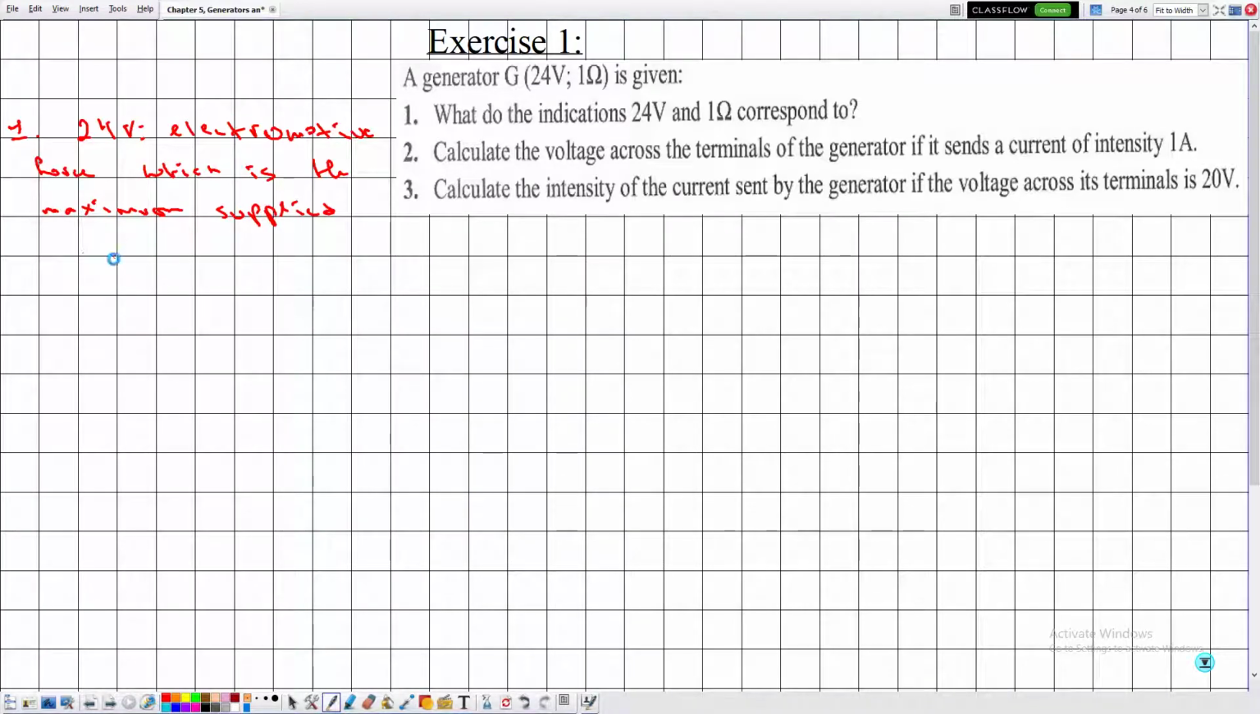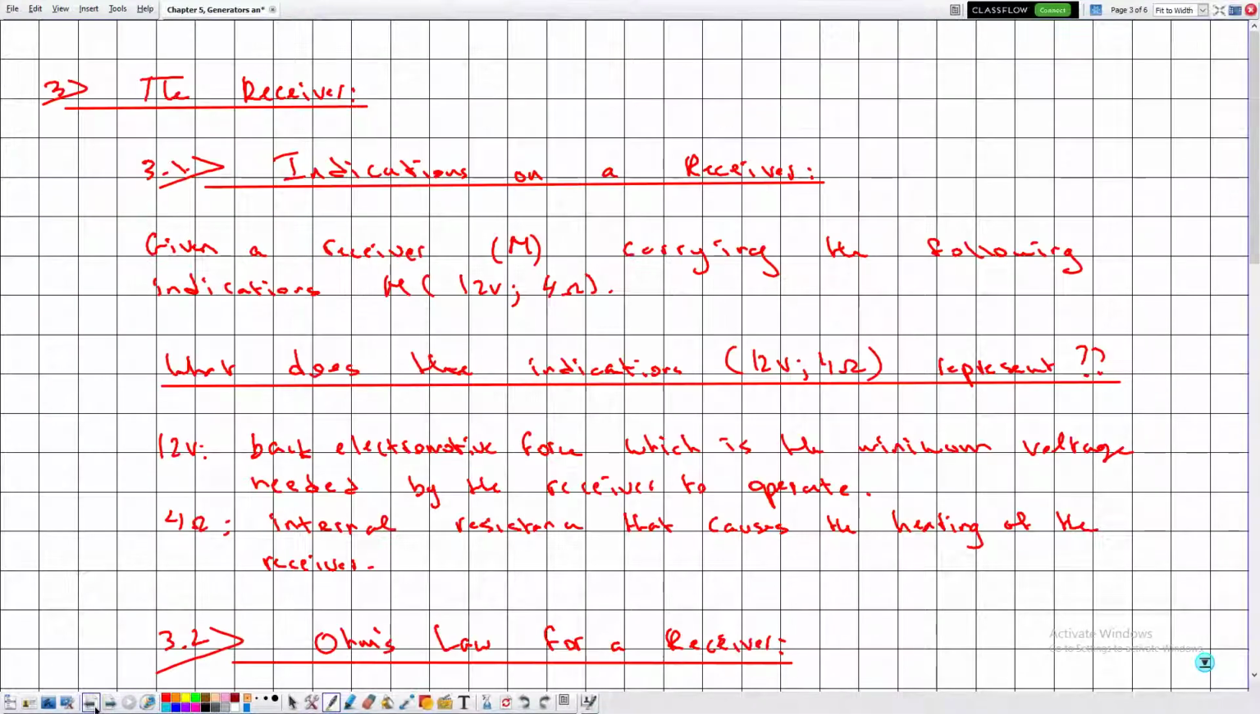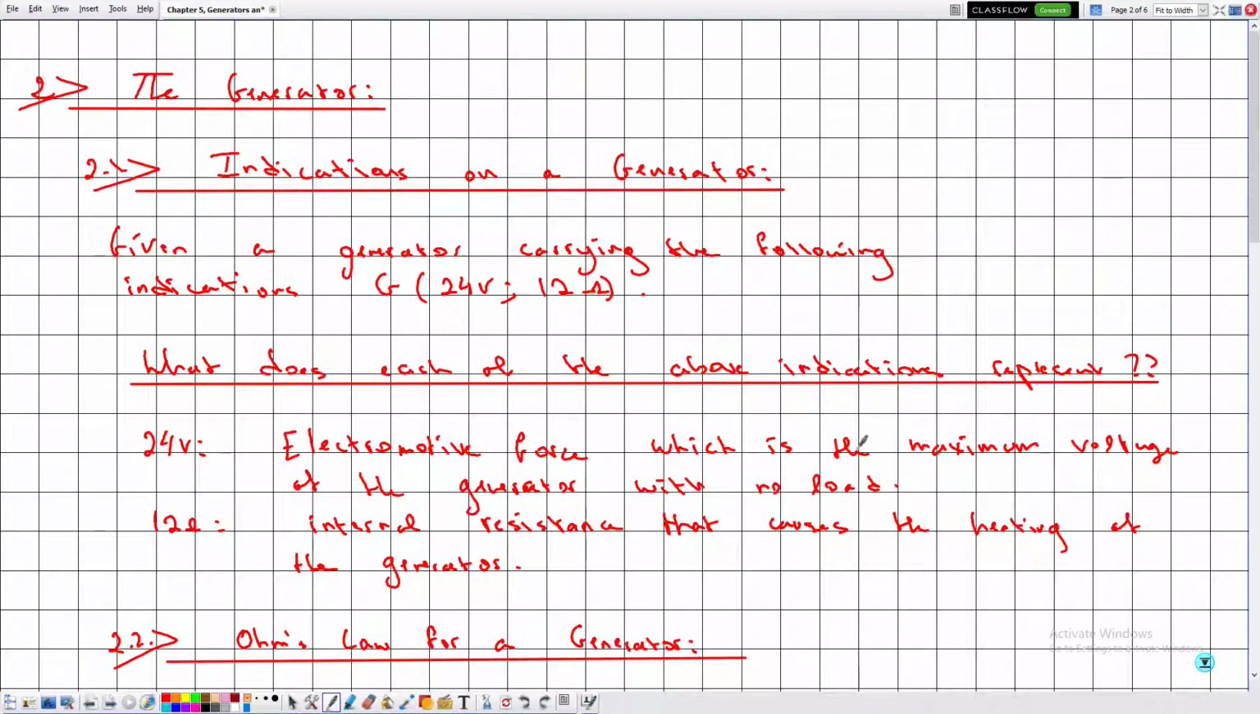So let me say the maximum voltage, which is the maximum voltage of the generator G with no load. I'm trying to use the same definition that I referred to in section 2. So it is the electromotive force, which is the maximum voltage of the generator with no load.